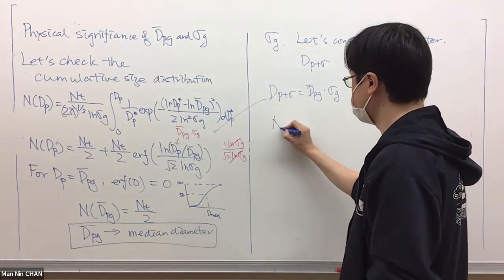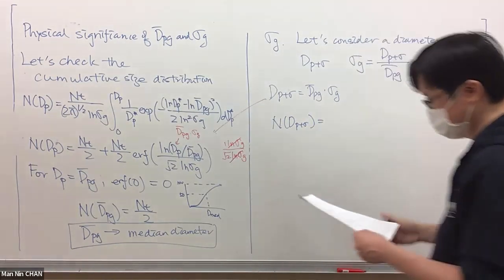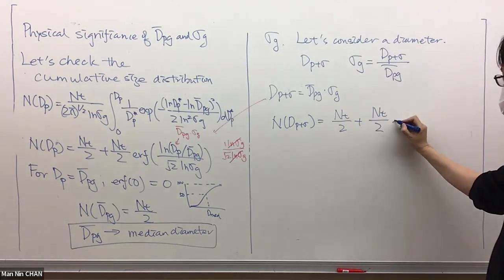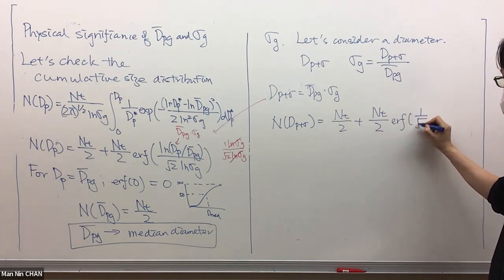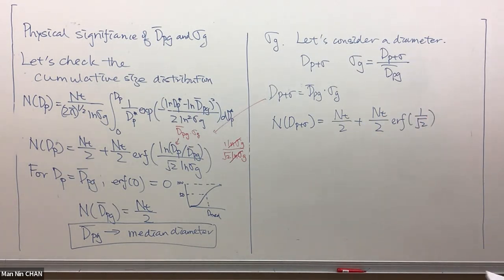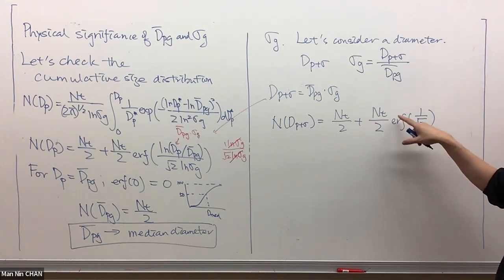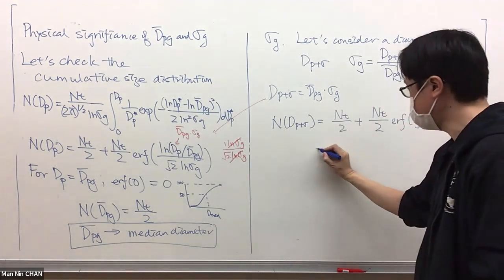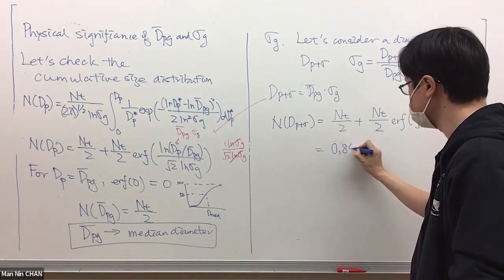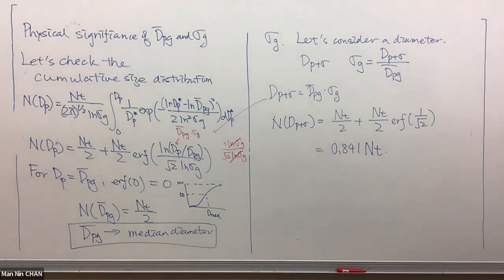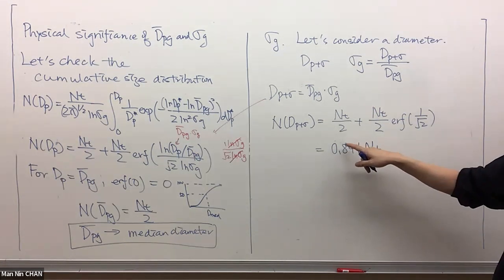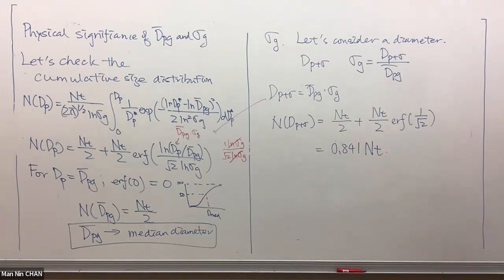So now you can put it in your calculator or your program and calculate the value when the error function is equal to 1 over square root of 2, and you will find that it will be equal to 0.841 times your NT. So what's the meaning of this?